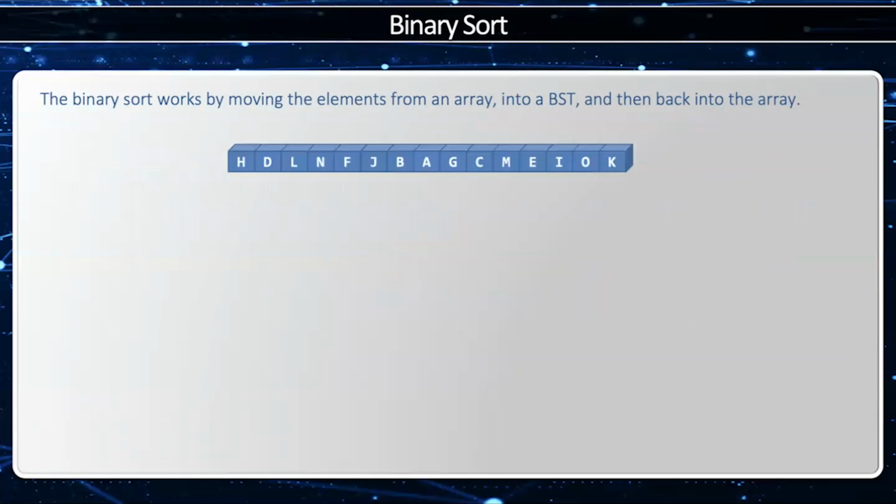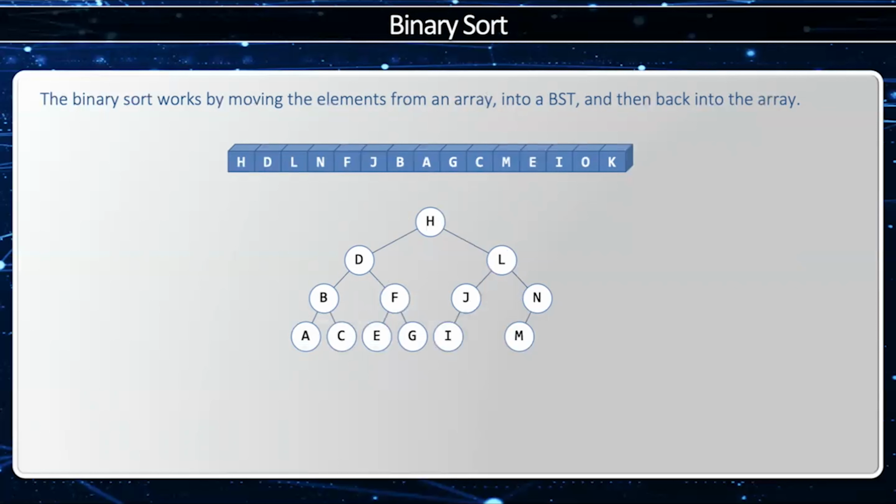To see how this works, we're going to start with a collection of different elements, and I'm going to put them into a binary search tree. H goes in the top, and then D goes to the left, and L goes to the right, and N goes to the right of the L, and then F goes to the left of H and to the right of D, and then J goes to the right of H and to the left of L, and then B, and then A, and then G and C and M and E. I'm iterating through the collection of unsorted elements, and I'm building a binary search tree, which remember is the underlying data structure for the set.